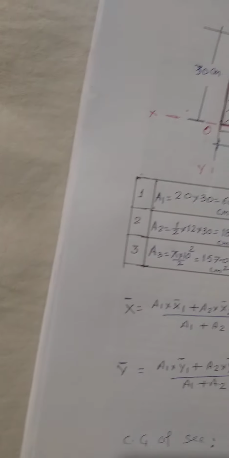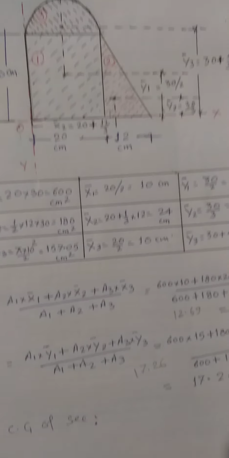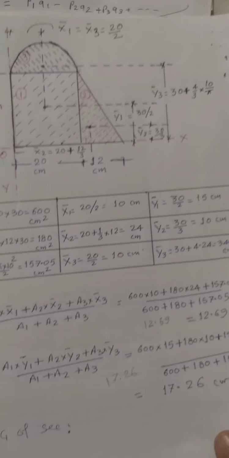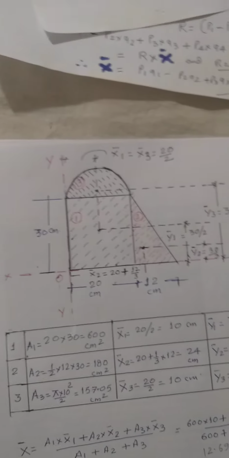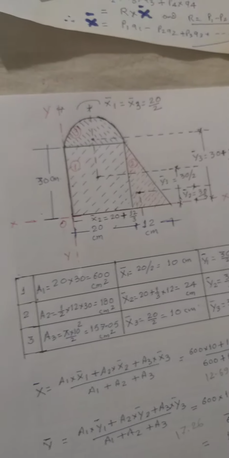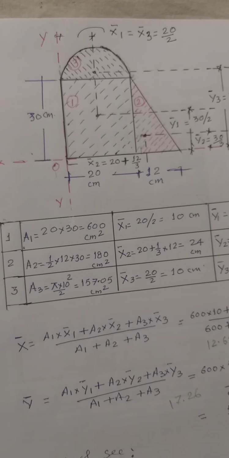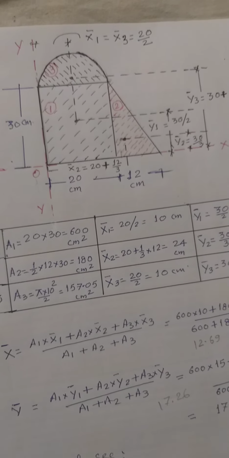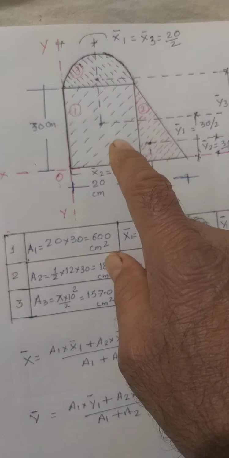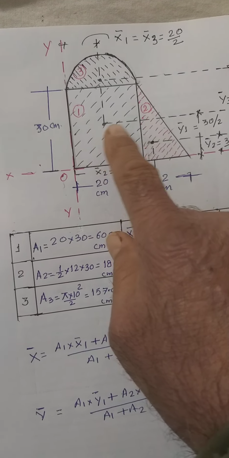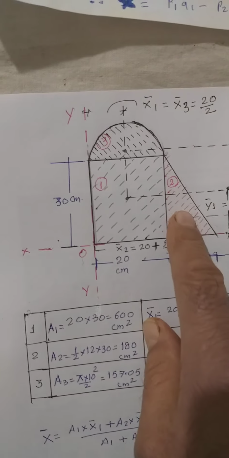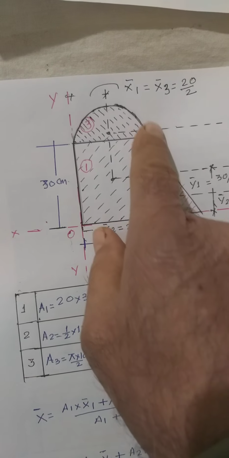Now we can go for the next composite section, which comprises three individual figures. Just see, three individual figures: rectangle, triangle and a semicircle.